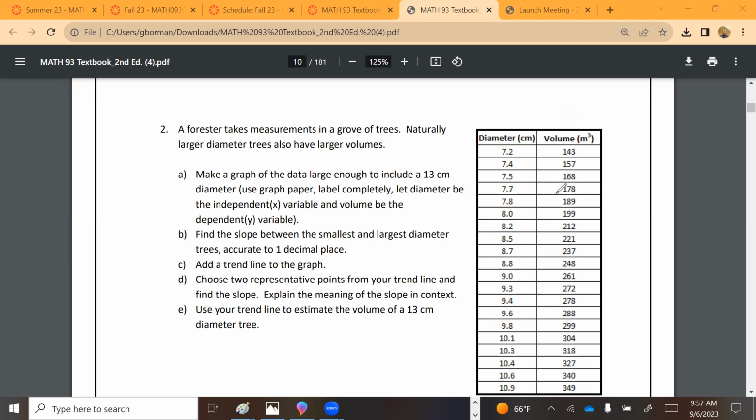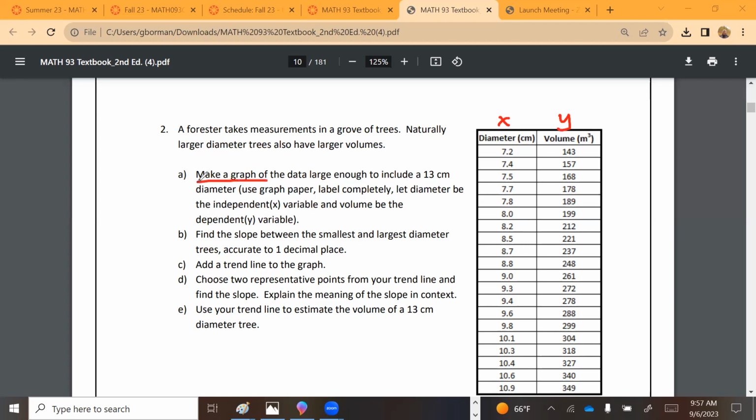Now you're going to see in this class an awful lot of these T charts. It's called a T chart because often you just draw a T, or it's also called an input output table. Whatever information is on the left side, we call our X information. Those are our X values, and the stuff on the right, the volume numbers, those are the Y values. So in this problem, diameter is X, volume is Y, and it's just left and right like that every time.